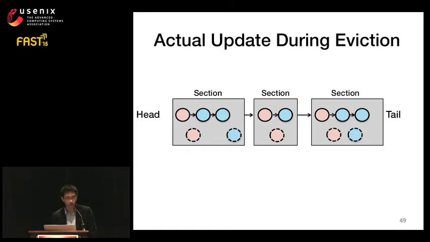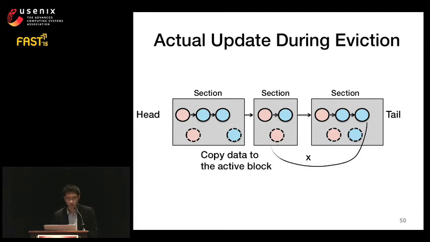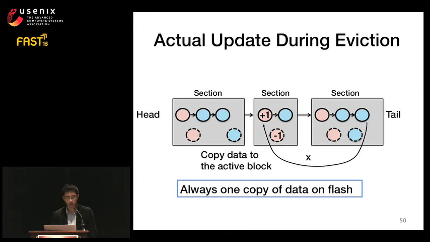But when do we actually carry out the update? Say after some time, because we keep inserting new objects to the cache, now X is at a tail block of the queue. And we check the in-memory data structure and find X is in this virtual block. So now we carry out the update by copying the data of X to the active block of that section. So in this way, we achieve the purpose of priority increase, and also there is always only one copy of data on flash.